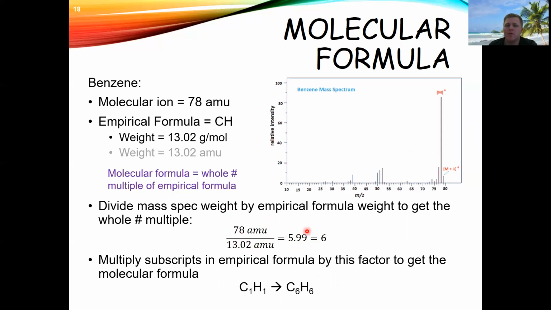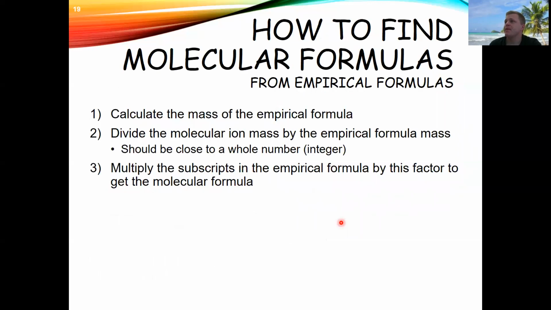And so you can pretty much always assume that it's going to round to a whole number. If you get something that's like 5.5, then you probably just did something terribly wrong. You should check your work.